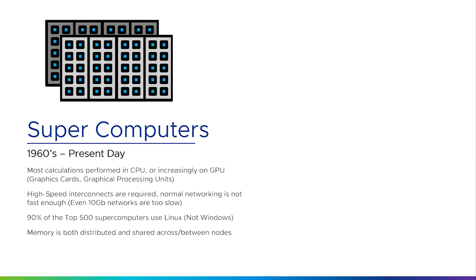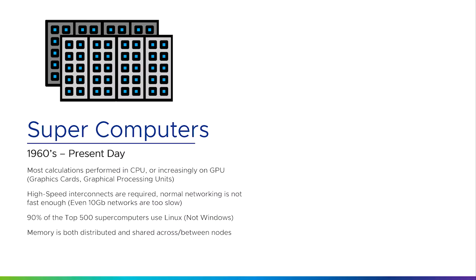We then move on to supercomputers. We've had supercomputers roughly from the 1960s to the present day, and most calculations are performed in the CPU, but modern supercomputers are increasingly using GPUs, or graphics cards, or graphics processing units, to do some of these massively parallel processing tasks. You have high speed interconnects between supercomputers, because the normal networking you would use in an everyday home or business is not fast enough. Even a 10 gig network is too slow for a supercomputer.